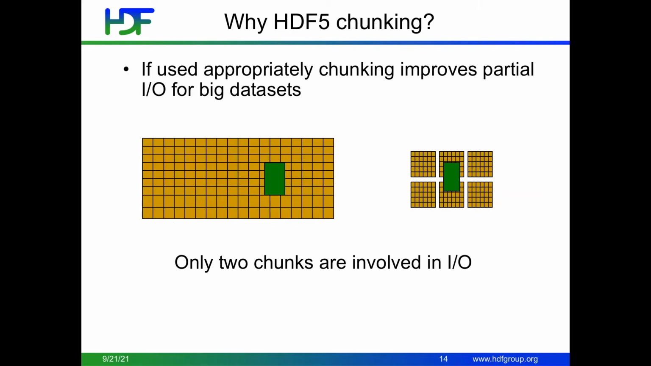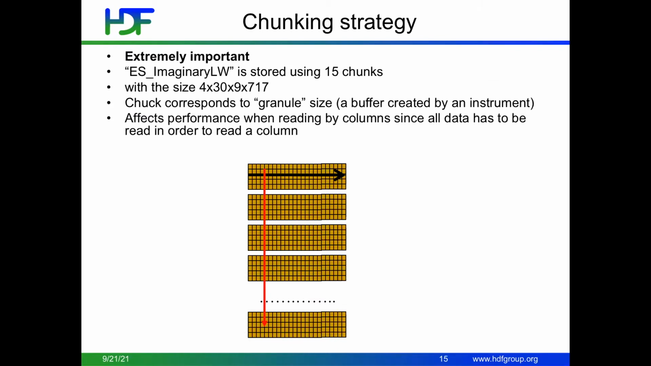Of course, chunking improves performance. For example, on the left, you see we want to read the green rectangle, and we need to read a contiguous part of the dataset, and then the HDF5 library scatters this data to the user buffer, while in chunked storage, only 2 chunks that contain this hyperslab will be read into the library. So much less I/O may be required, especially when you're doing partial I/O. This illustrates what I was saying.